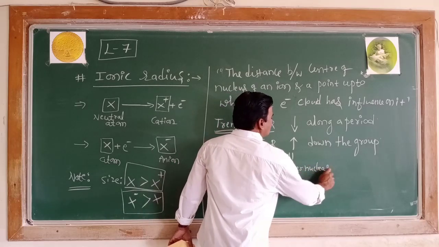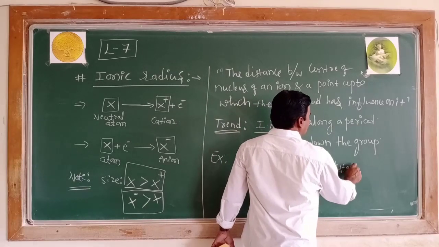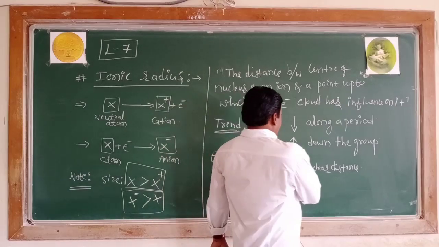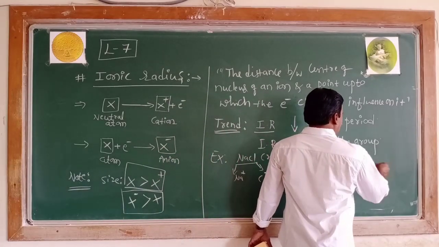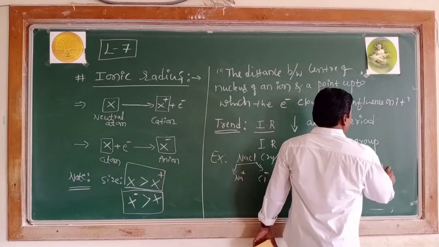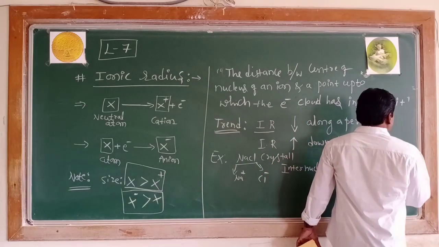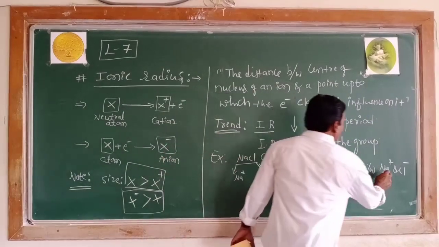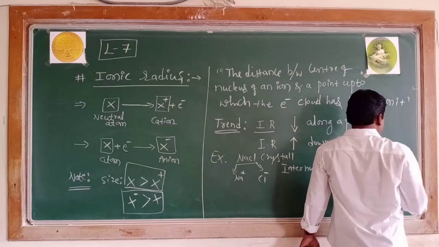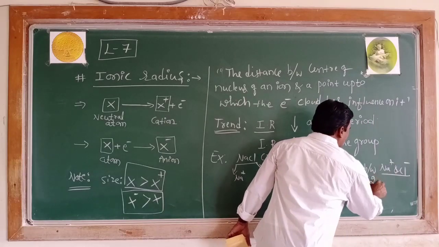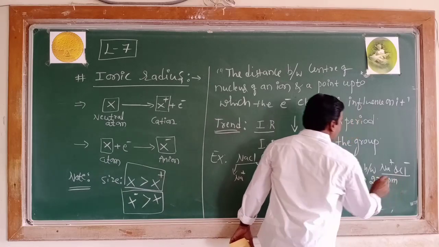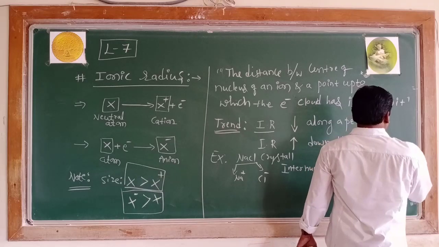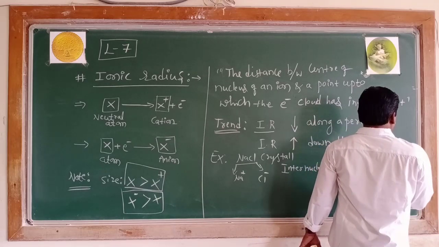the internuclear distance from the X-ray studies, the internuclear distance between these two ions, between Na plus and Cl minus, was 276 picometer. The distance between the Na plus and Cl minus was 276 picometer.